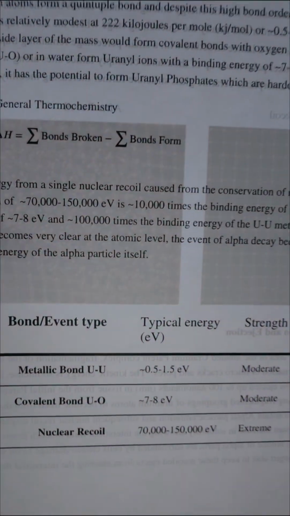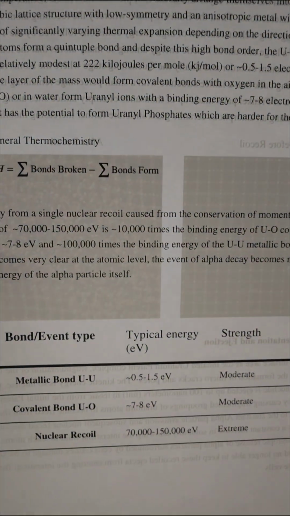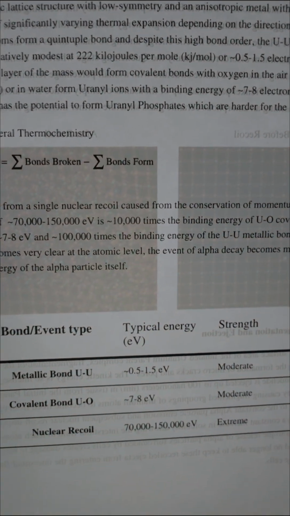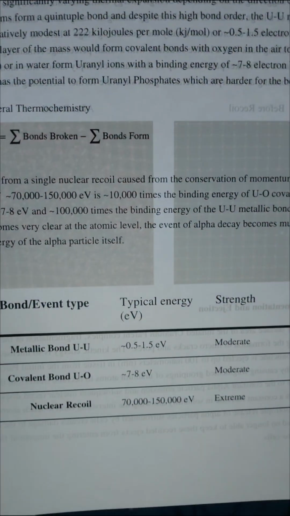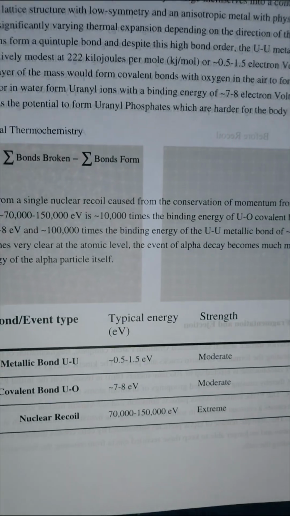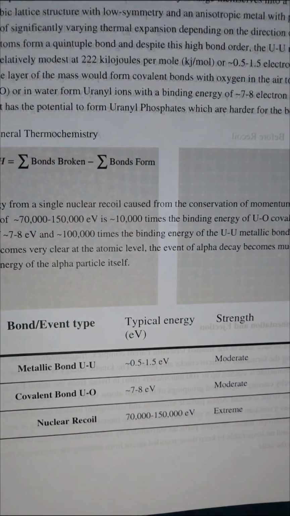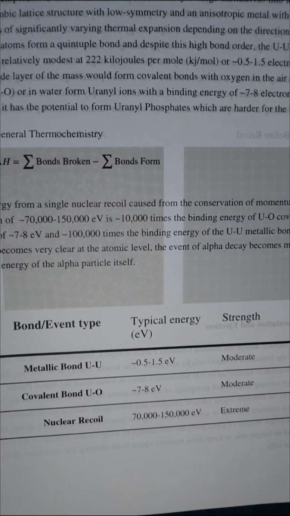Now, the typical metallic bond, the uranium-uranium bond, has 0.5 to 1.5 electron volts. The typical uranyl ion covalent bond has 7 to 8 electron volts to break. Now, the nuclear recoil energy is between 70,000 and 150,000 electron volts. We aren't talking about a single bond breaking anymore. We are talking about thousands of bonds breaking. Okay.